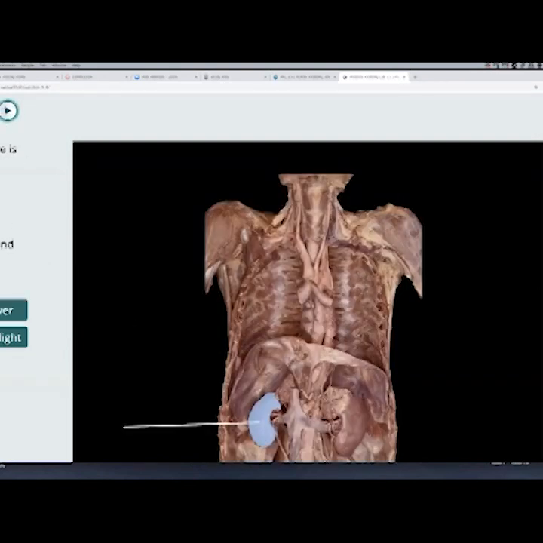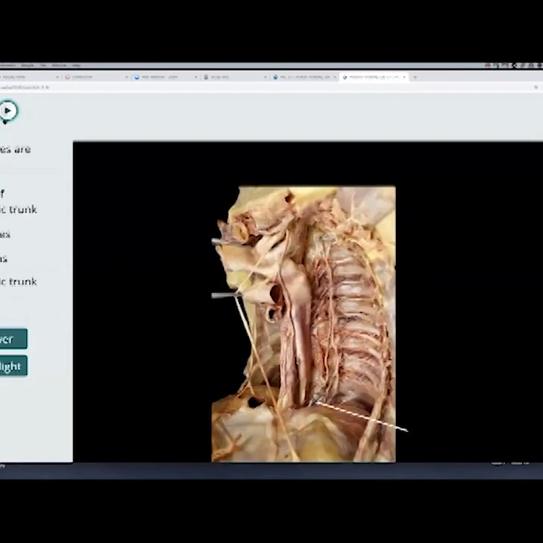What structure is highlighted here? What's that thing? Kidney. We got that one down pat. And what structures are highlighted? These are like sympathetic branches of the sympathetic trunk. Here's your sympathetic trunk coming down. These are like branches of it. Perfect.